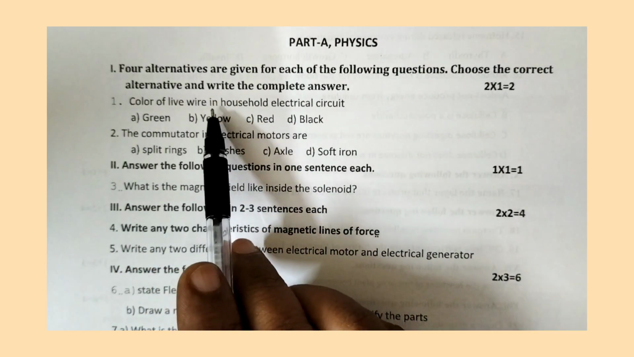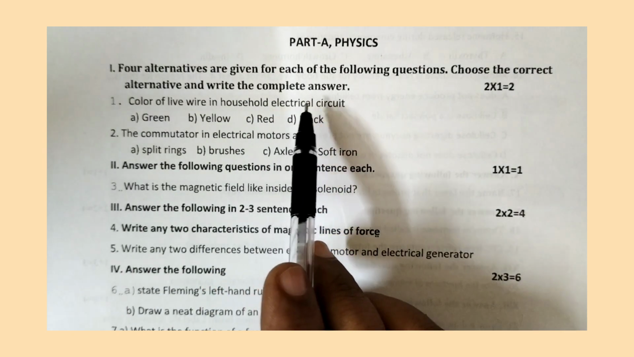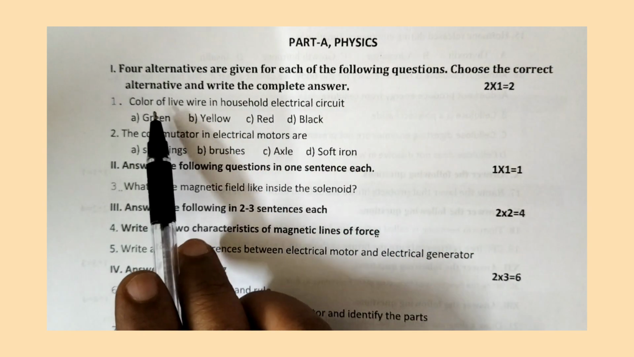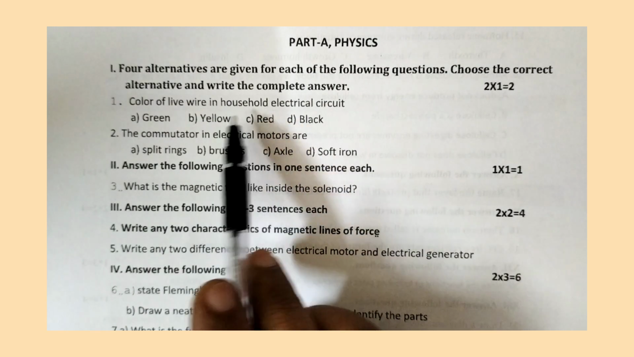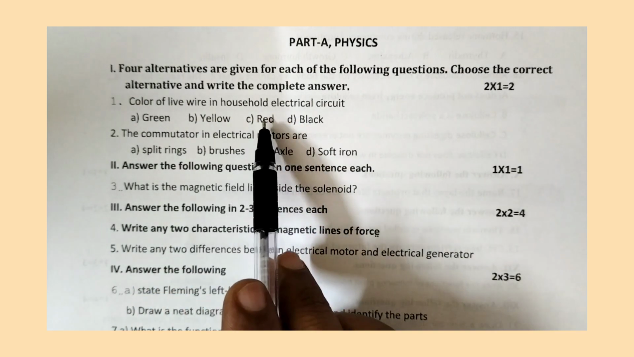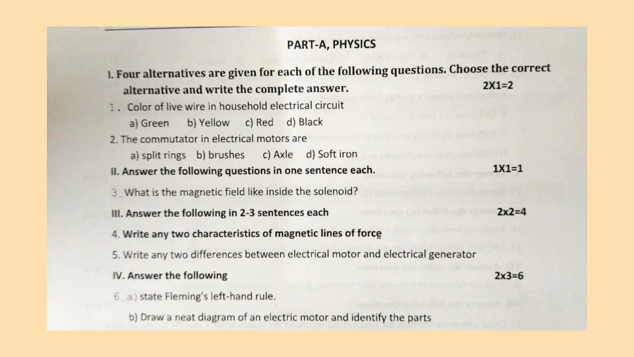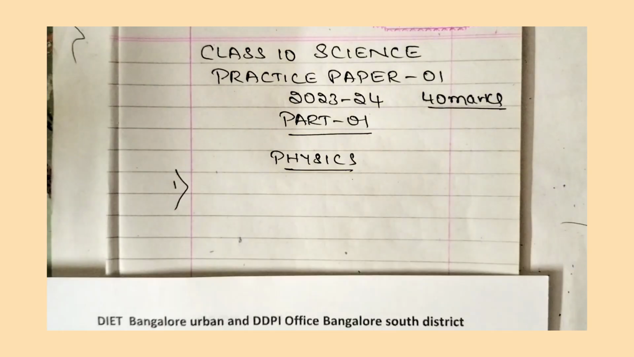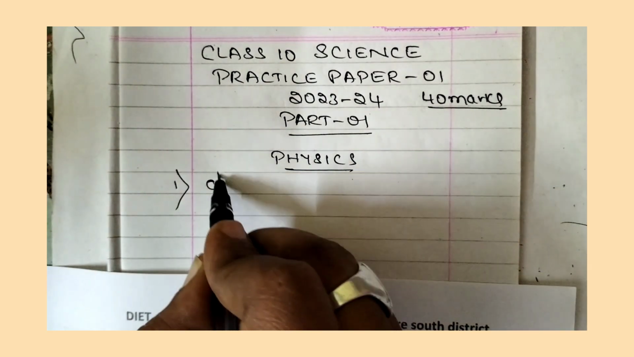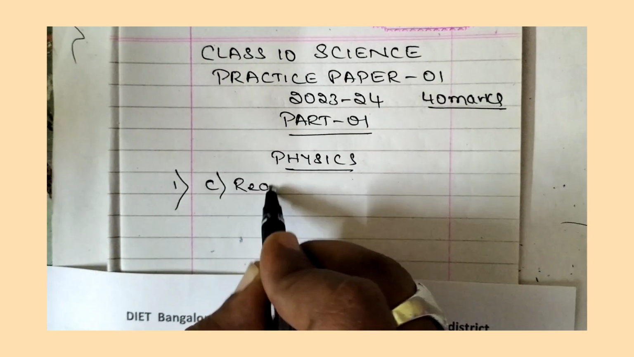Color of live wire in household electrical circuit is: green, yellow, red, black. It will always be red. Live wire means it is danger, and it is indicated by red. So for the first question the option is C, that is red.